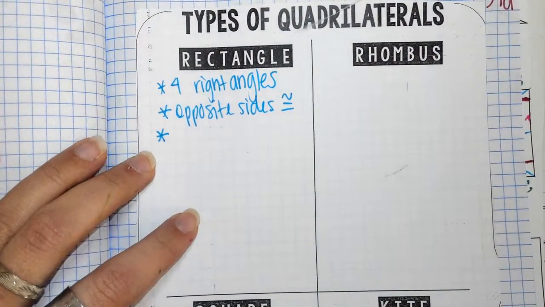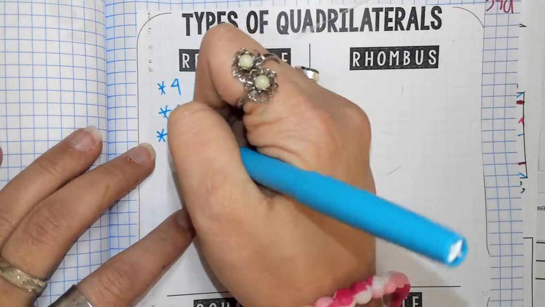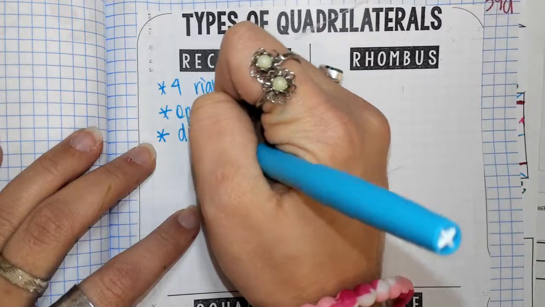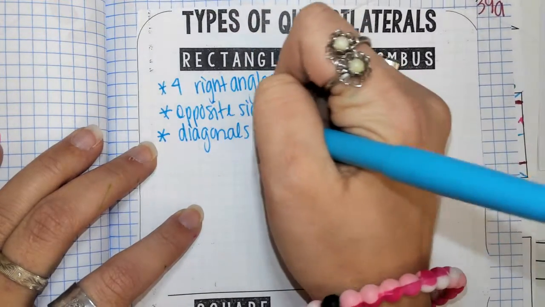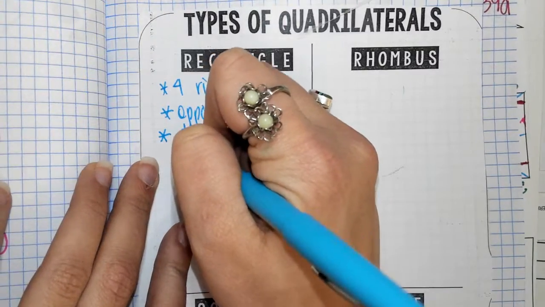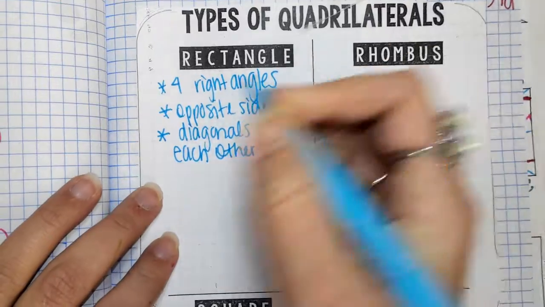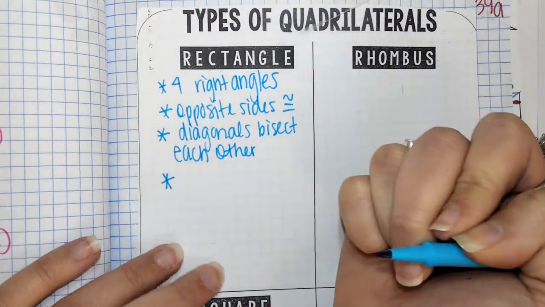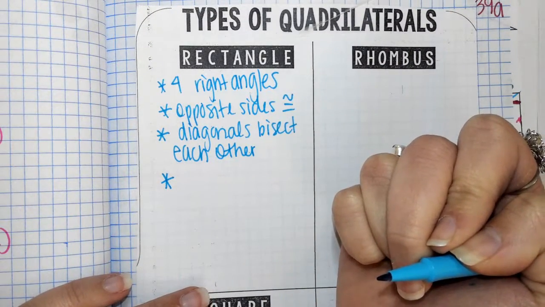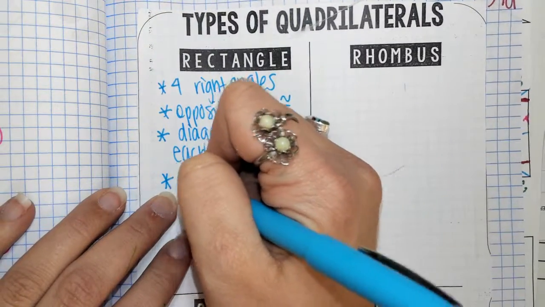All right, Durmstrang. Tell me what y'all know. The diagonals bisect each other. Good. Take a point. All right, Gryffindor. Tell me what you know. The diagonals are congruent. Good. Take a point.